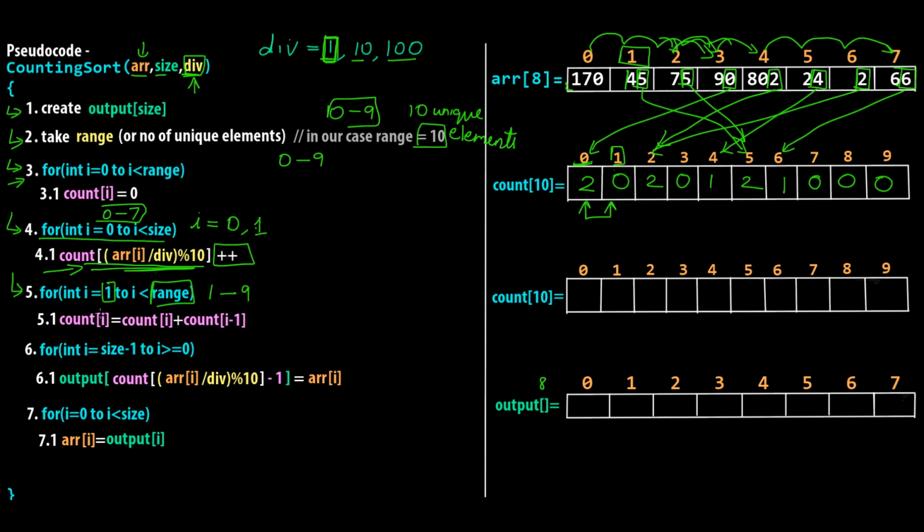So initially count of I is going to be count of 1. So to evaluate this, it would be count of 1 is equal to count of 1 plus count of I minus 1, which is count of 0. So count of 1 is 0, you can see over here, and count of 0 is 2. So 0 plus 2 is going to be stored at count of 1.